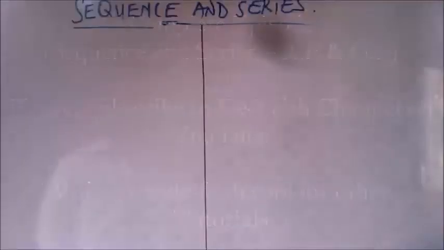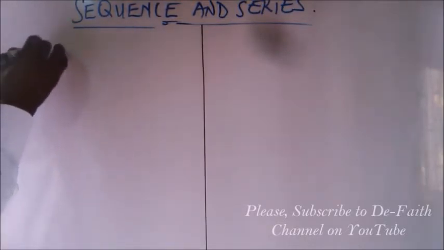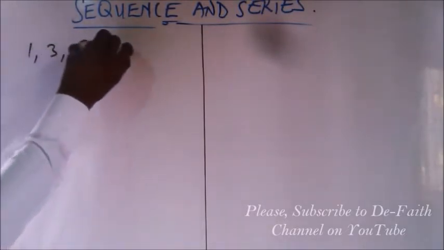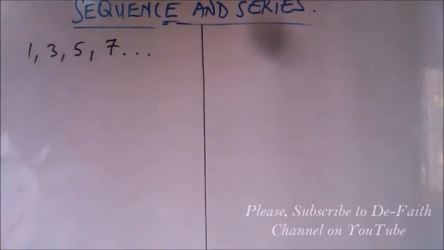Hello class, you're welcome to our mathematics class, and today we shall be looking at the topic sequence and series. So what does sequence mean? Sequence is a succession of terms generated according to some rule or law. So when we have a sequence such as 1, 3, 5, 7, how does this sequence proceed?